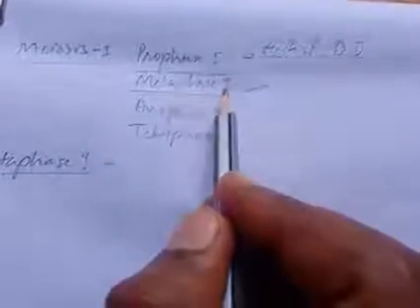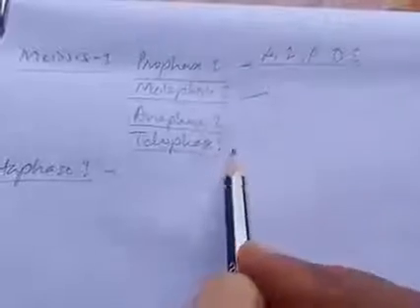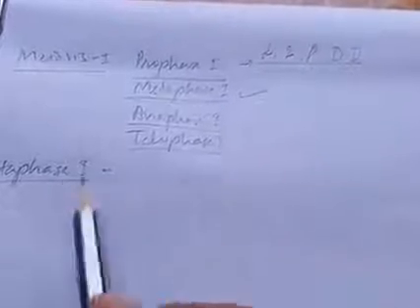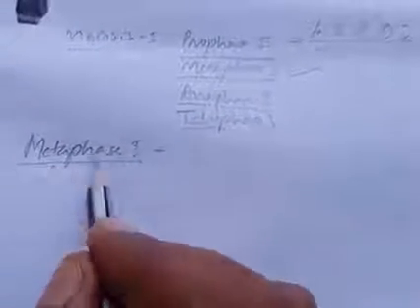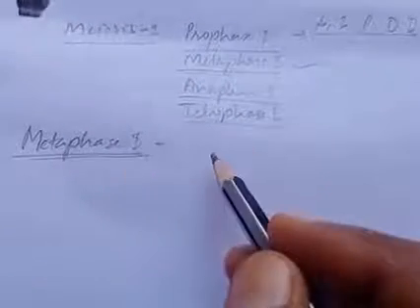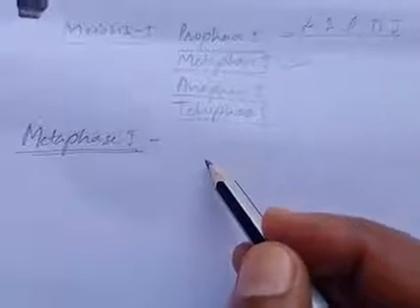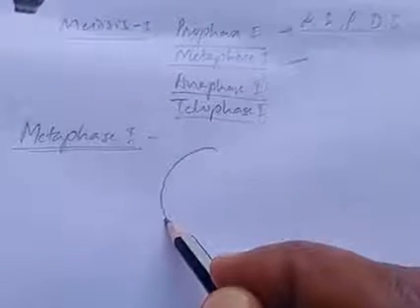Next is metaphase first. We have to discuss metaphase first, anaphase first and telophase first in this video, so all these three stages we'll discuss here. First, I'll choose the metaphase. Just after prophase first, there is metaphase first. So what are the changes we may observe in the cell division of meiosis first? See, in this diagram I'll show you.